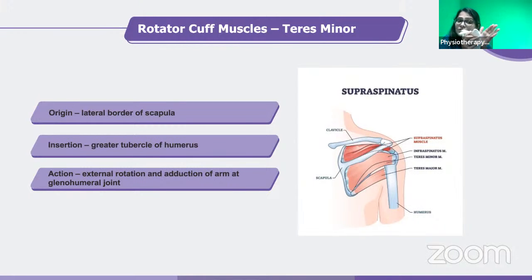greater tubercle. And this will also cause what? It will also cause external rotation. Because see, if I'm pulling this, it will cause external rotation and adduction, obviously. Adduction and external rotation. Okay? Hope you guys are understanding.